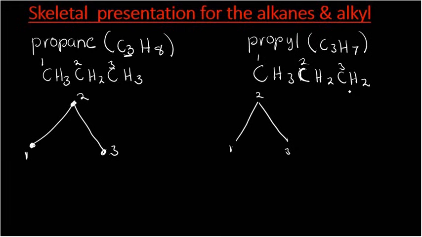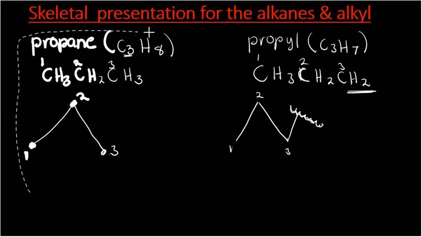So now for you to show that I've removed one hydrogen from this side, then you do this, then you do this. So this side here, it has shown that we have removed one hydrogen. So this is what is known as a propyl skeletal structure, which is here. Okay, let's also try what is known as a butane.